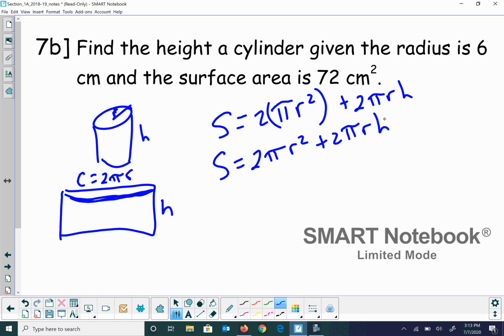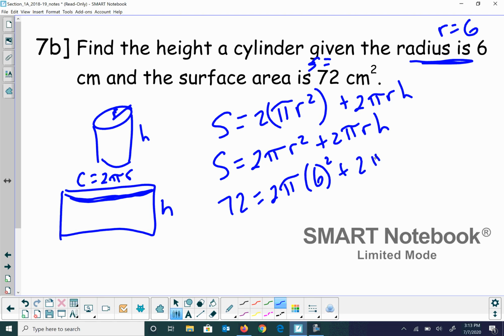So they said find the height of a cylinder given the radius is 6. So my R value is 6. And the surface area is 72. So that's my S. S is equal to 72. Okay, so let's plug it in. So I get 72 equals 2 pi. We already said R is 6, so I get 6 squared. Yeah, we can take care of that math in a little bit. And I get 2 pi. R we said was 6, and then H we don't know. That's our big unknown.